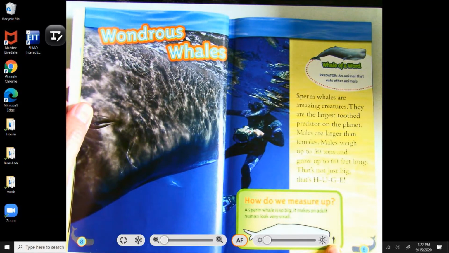Right, so think of me, right? I'm a good-sized human. And look at that size compared to the size of the sperm whale. Wow.